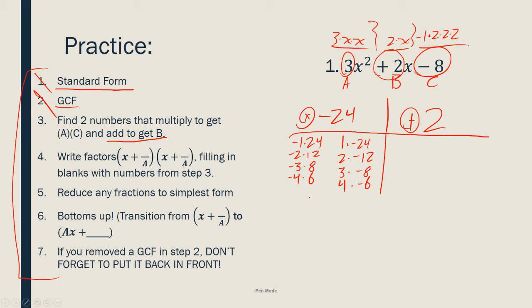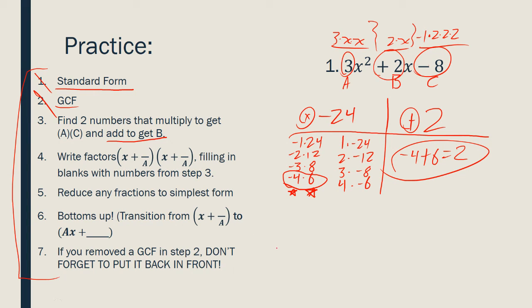Now I need to see which of those sets of numbers, which of those factors, add up to 2. Well, negative 4 plus 6 adds up to 2. Hey, look at that. So those are our two golden numbers here, negative 4 and positive 6.